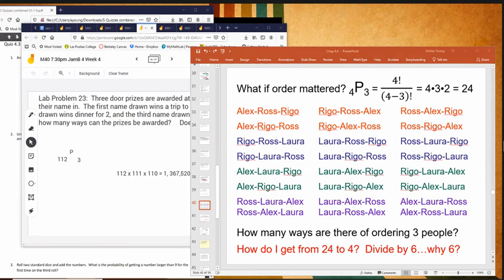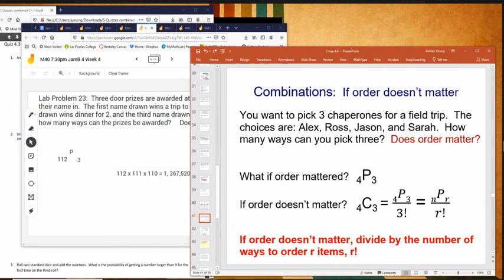So here is the conclusion I'm telling you. If order matters, it's 4P3, right? If order doesn't matter, then it's 4C3, a combination, and that's the same thing as a permutation divided by R factorial. In other words, if order doesn't matter, you divide by the number of ways to arrange R items, R factorial.